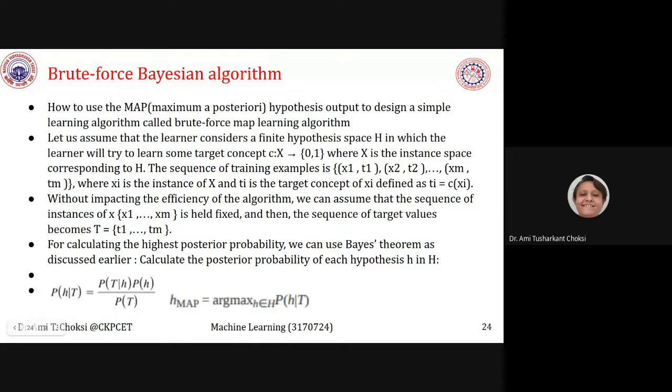This we know from the Bayes theorem, isn't it? Now h MAP. What is MAP? It is maximum a posteriori. Whichever has the maximum posterior probability, that is what we want to choose. So that is equal to argmax, and we know that argmax will give us the maximum probability, where h belongs to H, and we consider P of h given t. Whatever is the maximum among the P of h given t probabilities, that will be selected, and that is the h MAP.